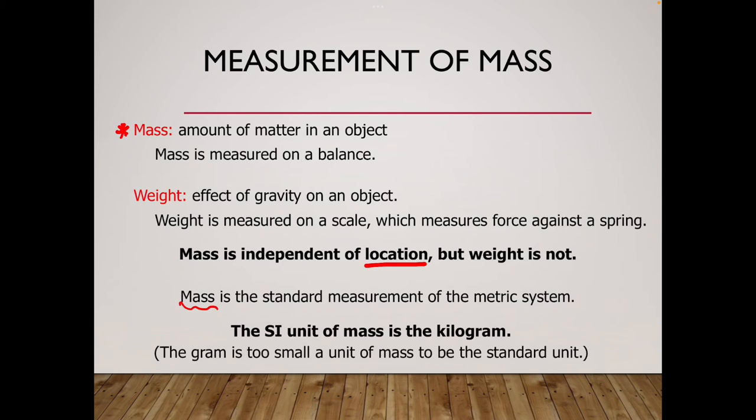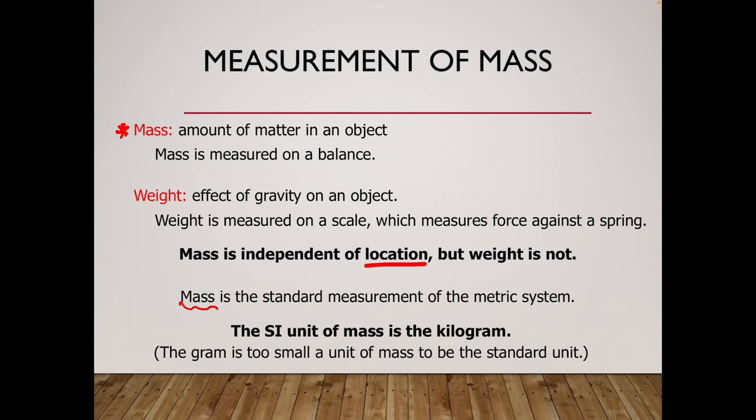When we use the SI system, the unit of mass is actually the kilogram. The reason for this is that the gram is too small of a unit of mass to be its standard unit. So just so you know, if you went and stood on a balance, we would measure your mass in kilograms.